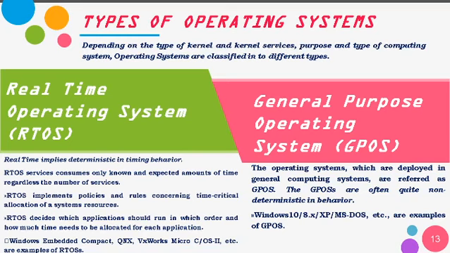Then coming to general purpose operating systems. The operating systems which are deployed in general computing systems are referred to as general purpose operating systems, and general purpose operating systems are often quite non-deterministic in behavior. For example, Windows 10, 8, XP, MS-DOS, etc. are examples of general purpose operating systems.